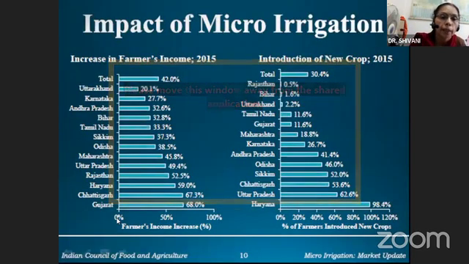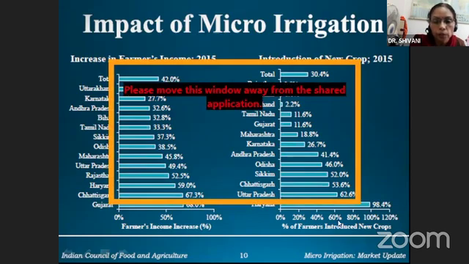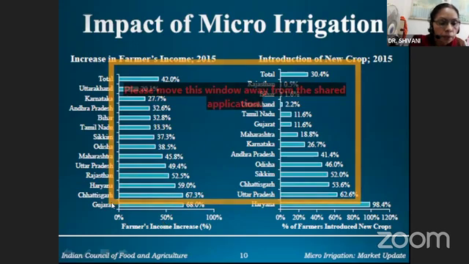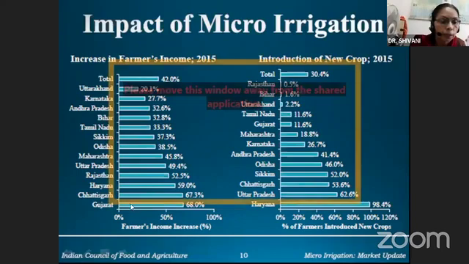Then this slide shows the impact of micro irrigation. Here we can see that by using micro irrigation, farmer income is increasing and they can introduce new crops. By introducing new crops, by saving fertilizer, by saving water, farmers can increase their income. Gujarat is a state where 68% of income is increasing due to the use of micro irrigation. The second state is Chhattisgarh, followed by Haryana.